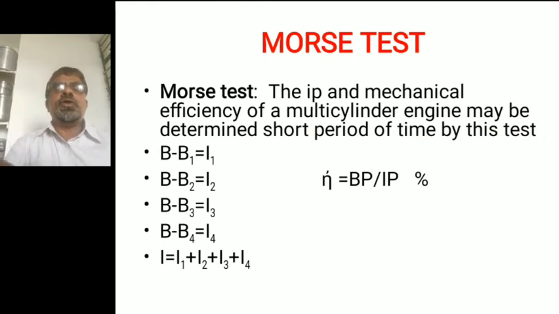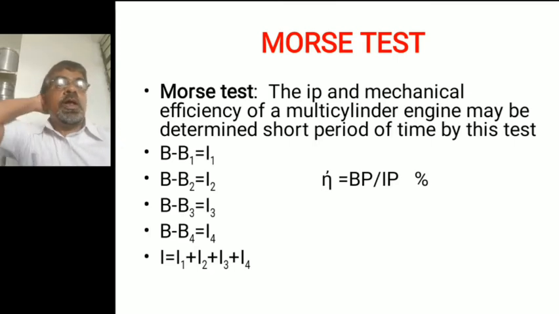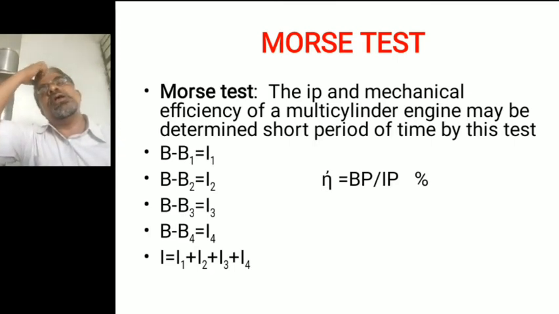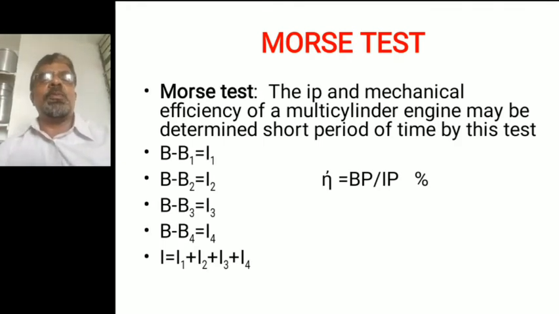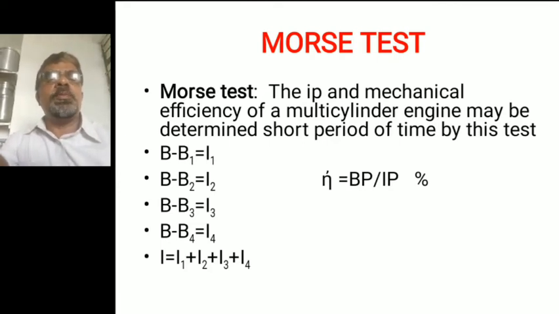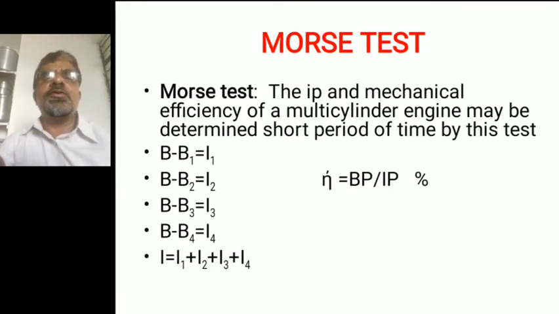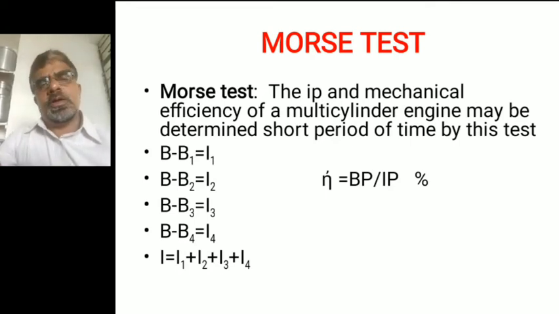Next, Morse test. The indicated power and mechanical efficiency of a multi-cylinder engine may be determined within a short period of time by using a test. That test is known as Morse test. Friends, during this test, one condition is there: we have to maintain a uniform speed throughout the test.